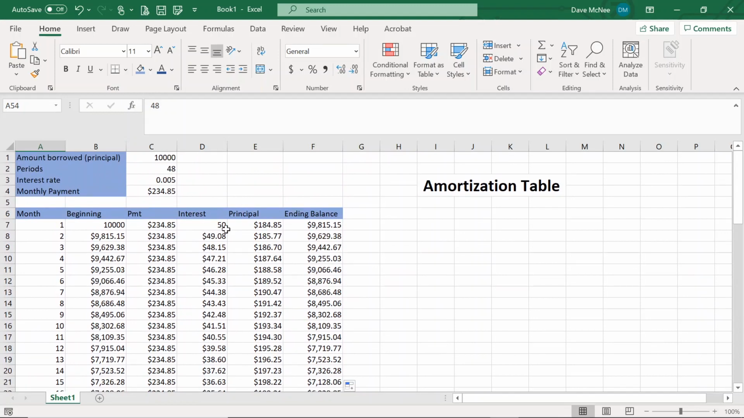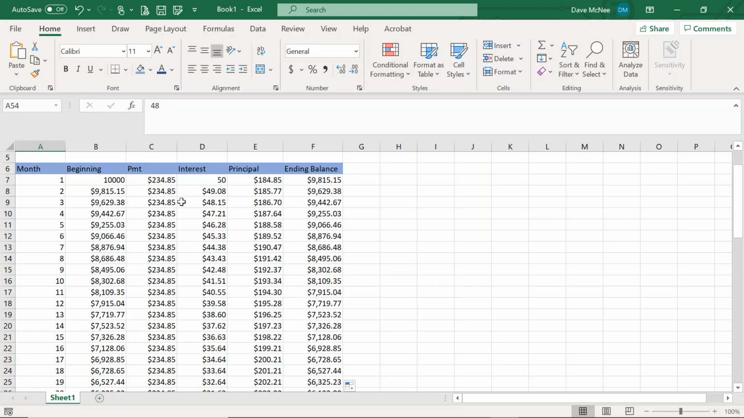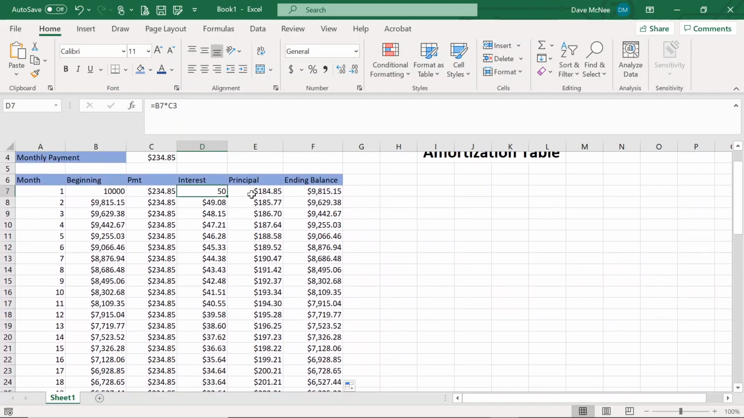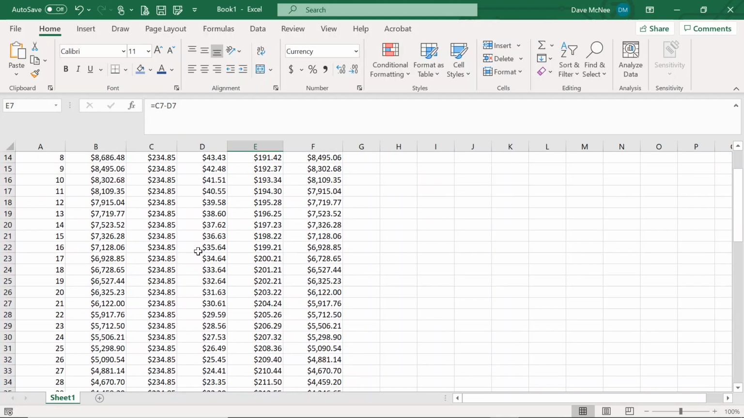Fantastic. Okay, so now the next part is, again, this table tells you how much interest out of that $234 that you're paying each month, how much of it is going to interest, which starts off really high and then decreases, and how much of it is going to your principal, which is the amount that you borrowed, the $10,000 that we started with. So let us go ahead.